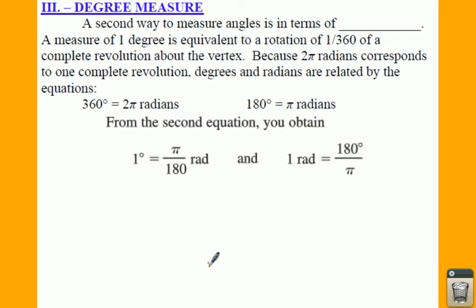So the next thing we need to go over is degree measure. We talked a little bit about radian measure, and I know radian measure is something new for you, and it's just something you're going to have to work through. If you don't understand something, you're going to have to come in and make sure you get extra help from moi. Degree measure, you guys are going to understand a little more, probably.